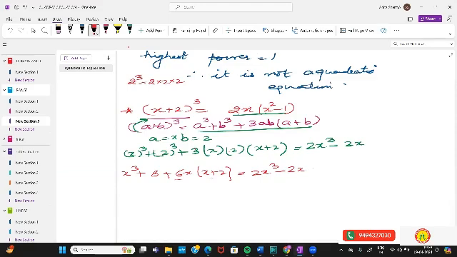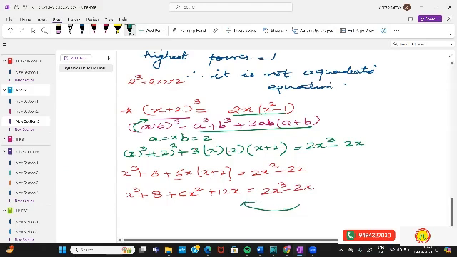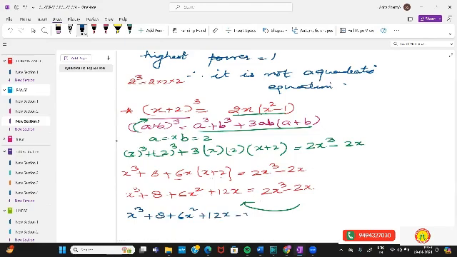So now open the bracket. x cube plus 8 plus 6x square plus 6 into 2 is 12x is equal to 2x cube minus 2x. Now transpose this, beta. So it will be x cube plus 8 plus 6x square plus 12x minus 2x cube plus 2x is equal to 0.